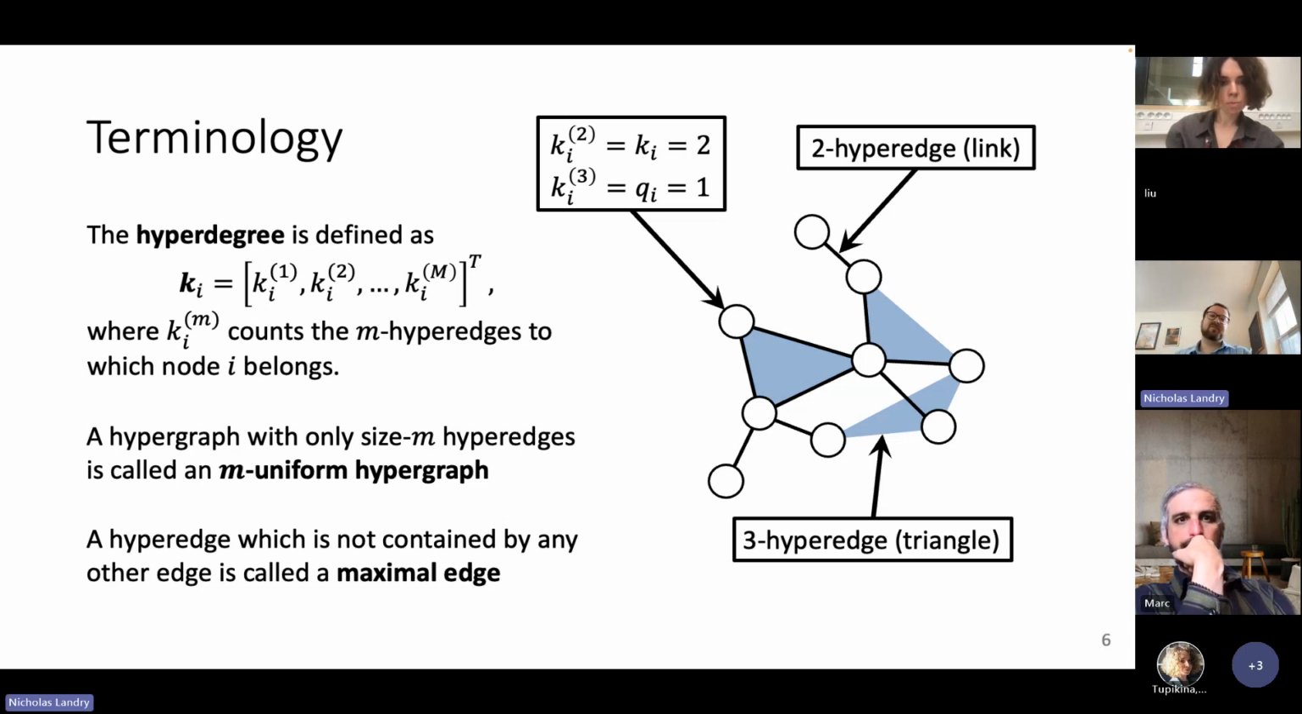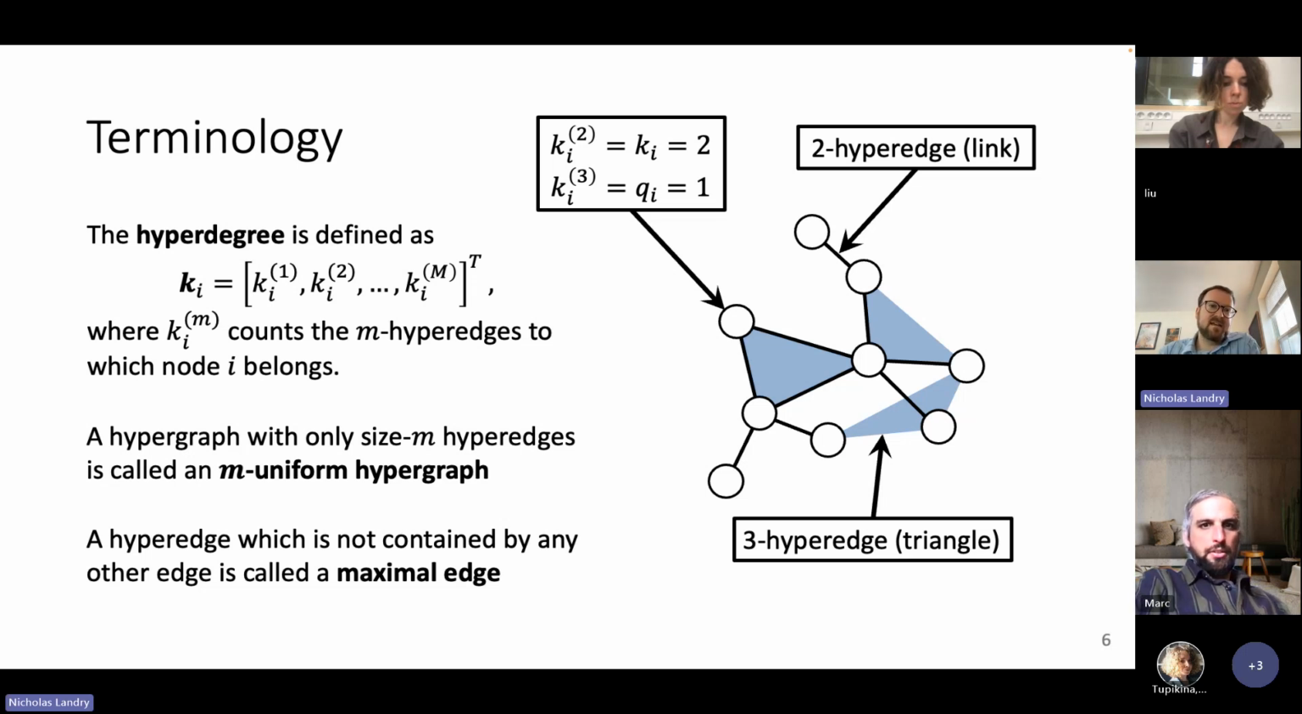You may be familiar, but a hypergraph that has a single size, so size M hyperedges, is known as a uniform hypergraph. And if I've got a hyperedge or interaction that is not contained by any other edge, it's called a maximal edge. And I'll be referring to that a little bit later.